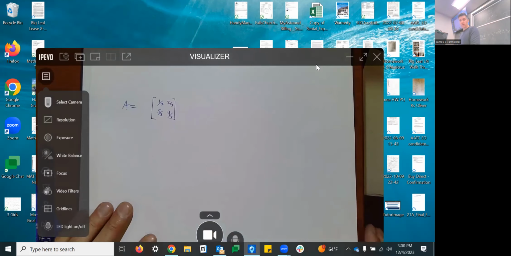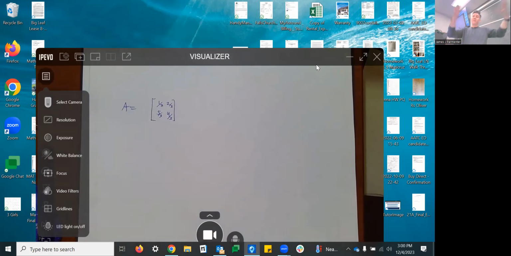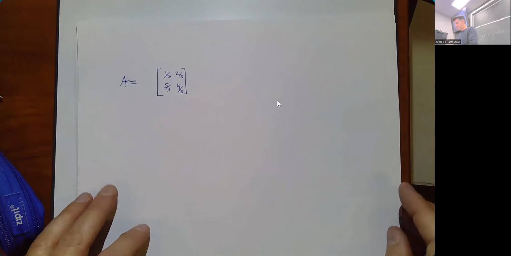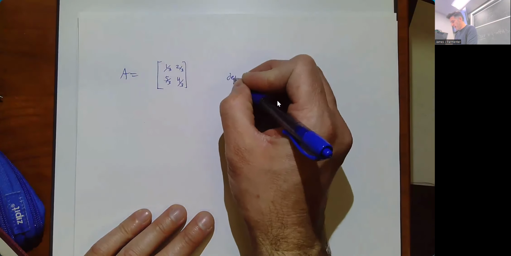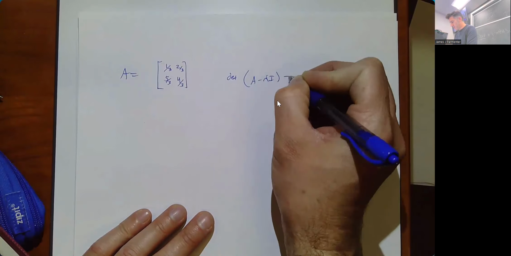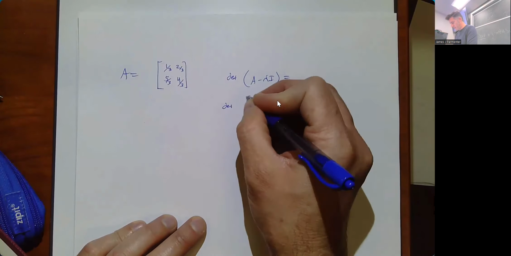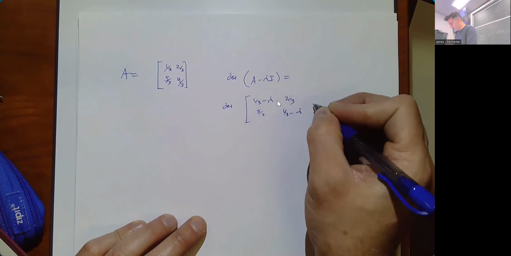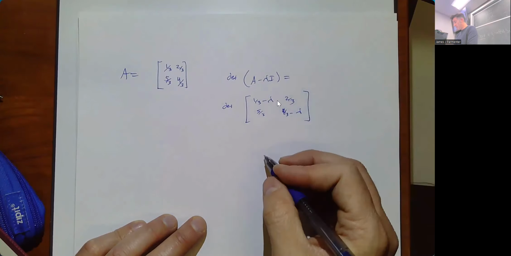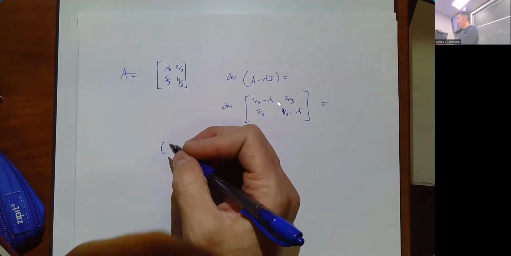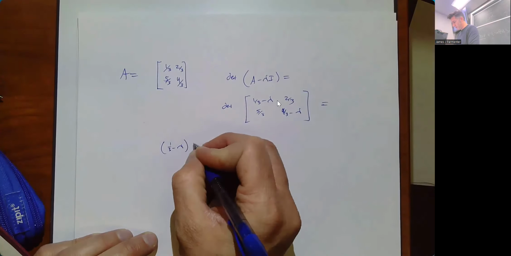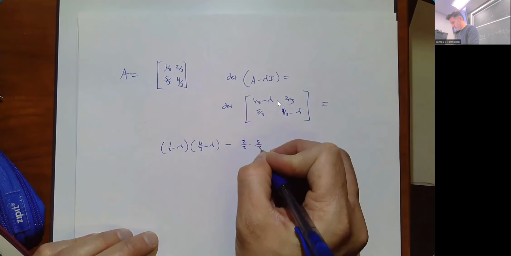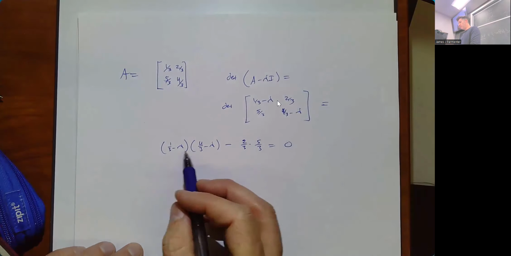We want to find the eigenvalues. You should ask this question in class. It would be good for everyone to see. So if we're going to find the eigenvalues here, it's going to be the determinant of 1/3 minus lambda, 2/3, 5/3, 4/3 minus lambda. And then if we take the determinant here, it's going to be 1/3 minus lambda times 4/3 minus lambda minus 2/3 times 5/3 equal to 0. Multiplying this out kind of sucks.